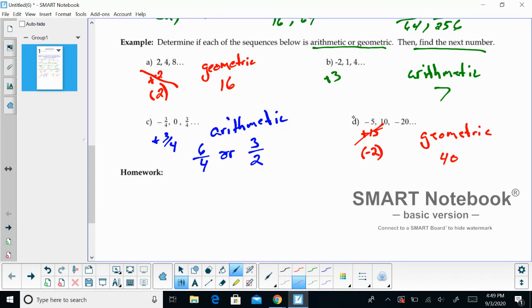Now, I could have told myself right away that this was geometric. The reason I know that this is geometric right away is because it switches from a negative sign to a positive sign to a negative sign. And remember I said anytime that we switch signs, we're multiplying by a negative number. And multiplying is always geometric.